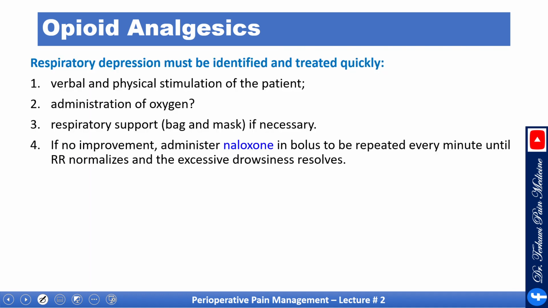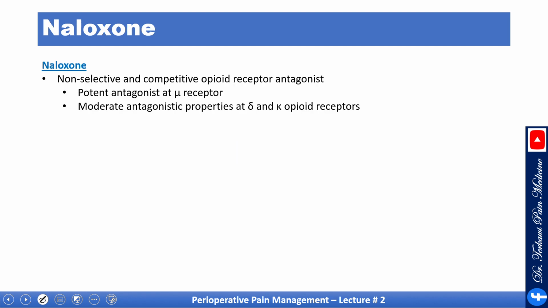Now, respiratory depression must be identified and treated quickly. Verbal and physical stimulation of the patient, administer oxygen, respiratory support. If no improvement, administer naloxone in bolus, to be repeated every minute until respiratory rate normalizes and excessive drowsiness resolves.